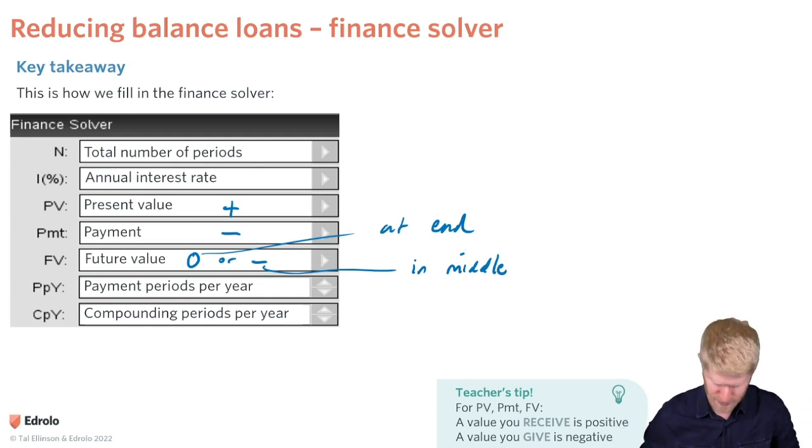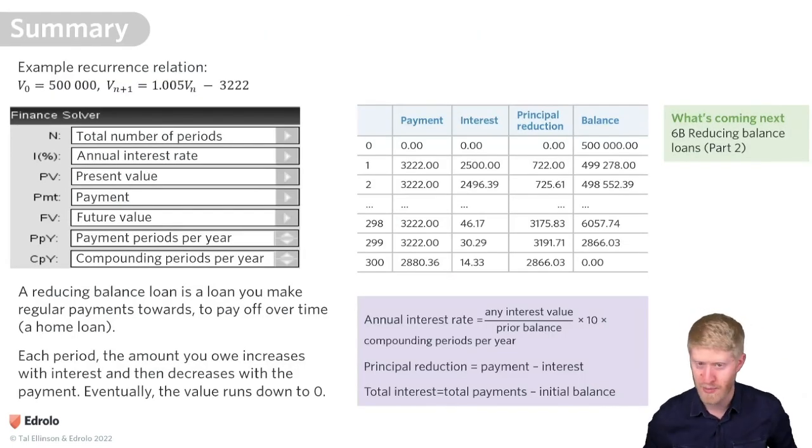Cool, let's do it. All right, those are all the key ideas for reducing balance loans. There are some nuanced examples when we have changing conditions, when we have a final payment, and that's what we're going to look at in the next lesson. So those are really tough, advanced questions for all you go-getters.